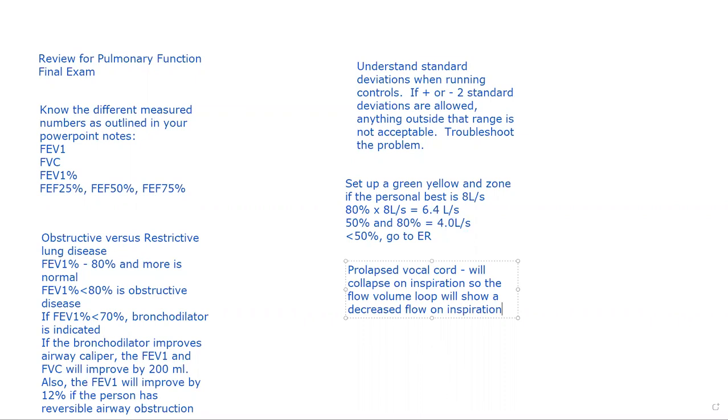Okay, and then for tracheomalacia, if we lose the strength of the cartilage to keep the trachea strong, it's like having that prolapsed vocal cord where breathing in actually collapses the trachea.